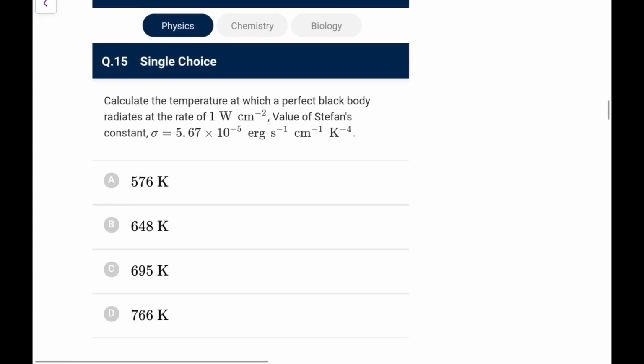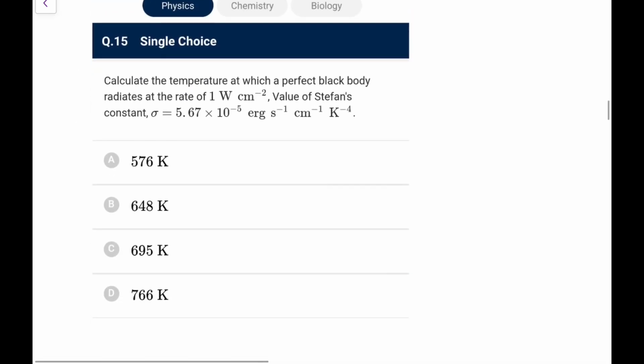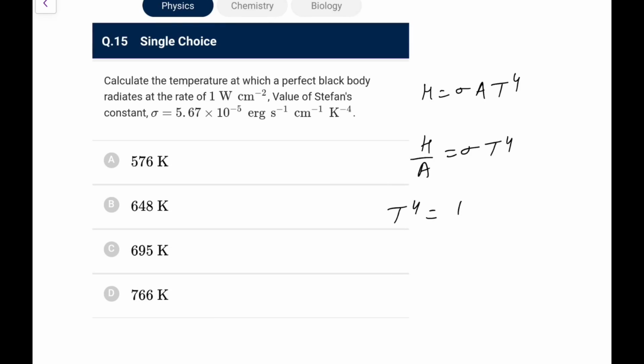Next one. Calculate the temperature at which a perfect black body radiates at a rate of 1 watt per centimeter square. So H is sigma, black body, e is 1, A T to the power 4. So 1 watt per centimeter square, that is H by A. So H by A is given, that is sigma T to the power 4. So T to the power 4 would be 1 watt per centimeter square. It is better to convert into the SI unit. So it is 1 upon 10 to the power minus 4, and this sigma, if I divide it, would be 5.67 into 10 to the power minus 8.